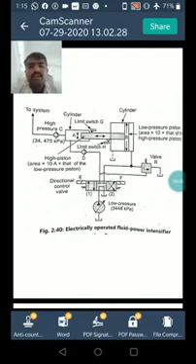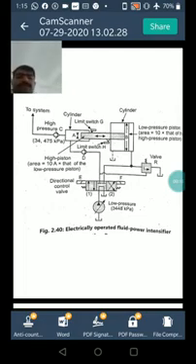Hi friends, now we see the next topic, that is intensifiers. In that, the first is the electrically operated fluid power intensifier. Okay, the diagram shows the electrically operated fluid power intensifier.